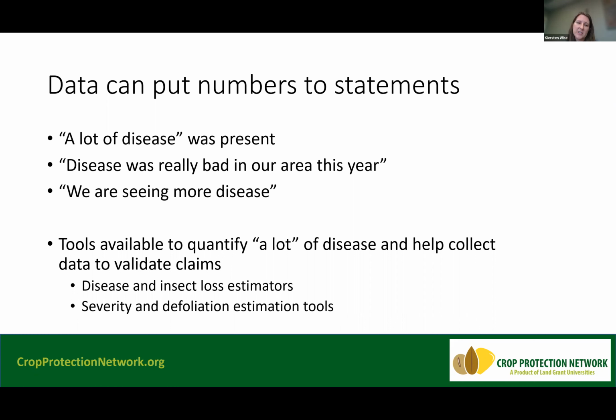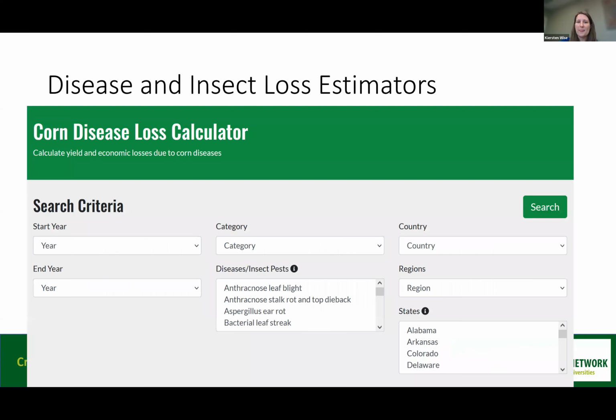And so at the Crop Protection Network, we have tools available to quantify what a lot of disease is and to collect those data. And so I want to spend a few minutes talking about what we have and how we use it, and give you a few examples of some of the ways that it can be used to help put some terminology and some data to those claims of a lot of disease. So I'm going to focus mostly on our disease and insect loss estimators here. And this is really kind of a new tool. It's been around for a few years, but we've actually had a lot of disease loss data for many years, we just haven't been able to get into an effective way that people can use it more broadly. And now we do have that.